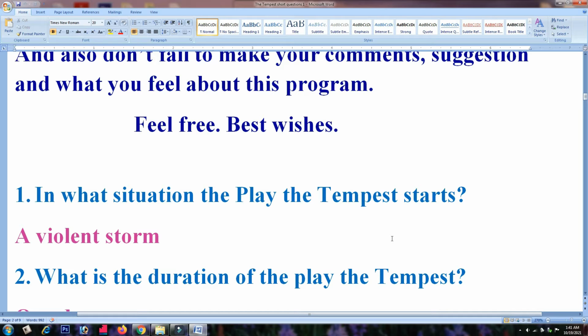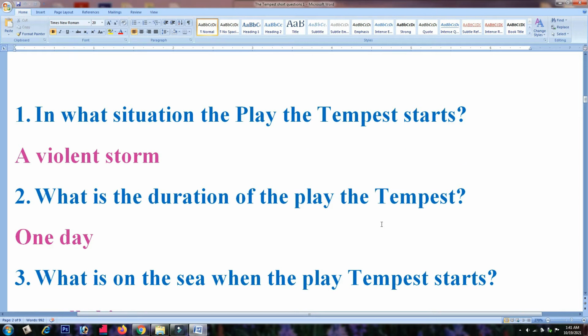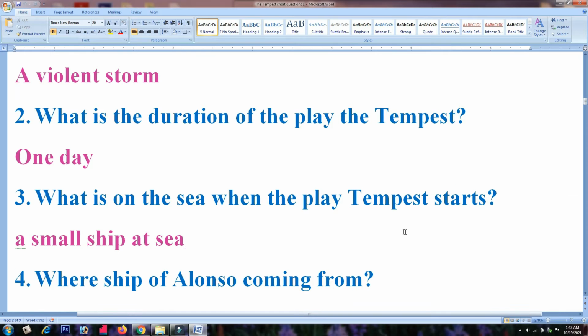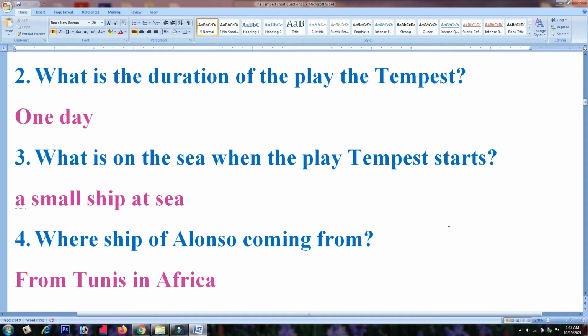In what situation does the play of The Tempest start? Violent storm. What's the duration of the play of The Tempest? One day. What's on the sea when the play The Tempest starts? A small ship at sea.